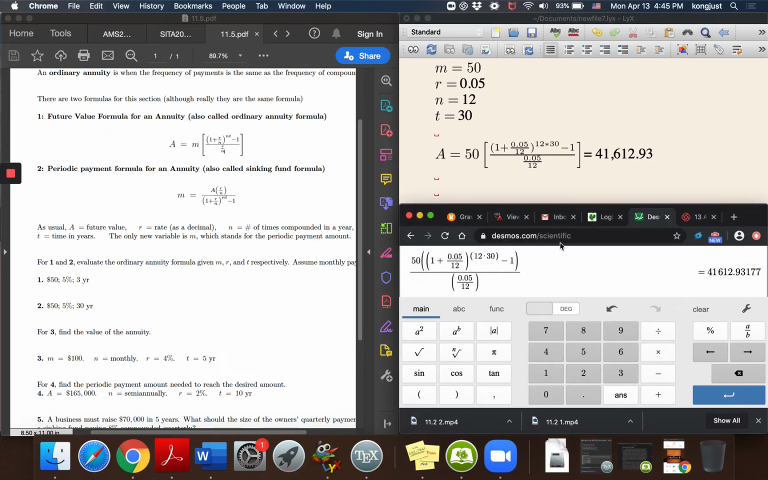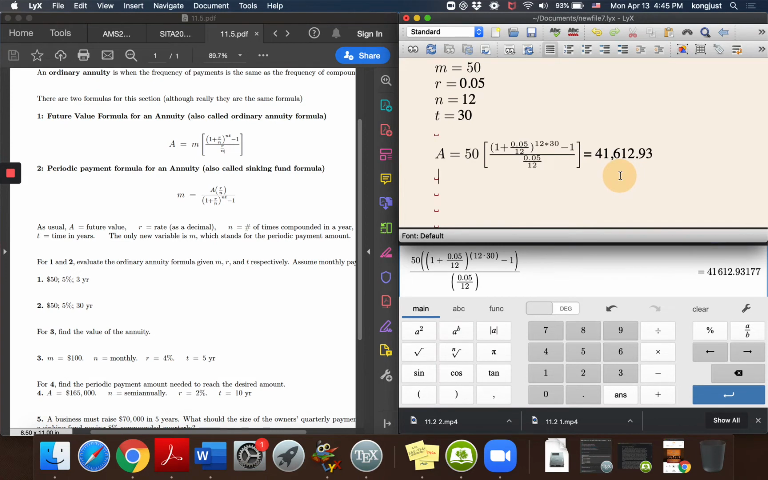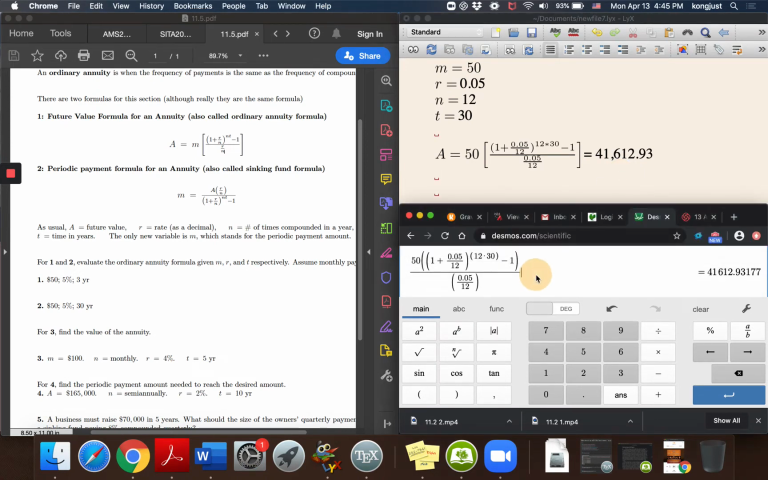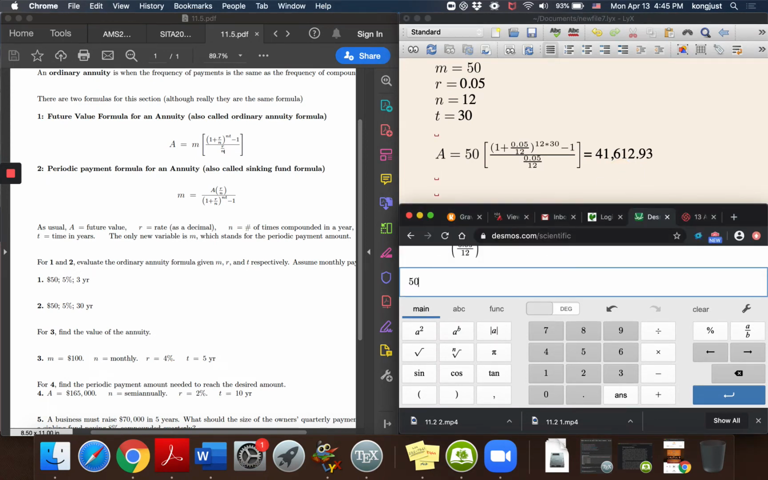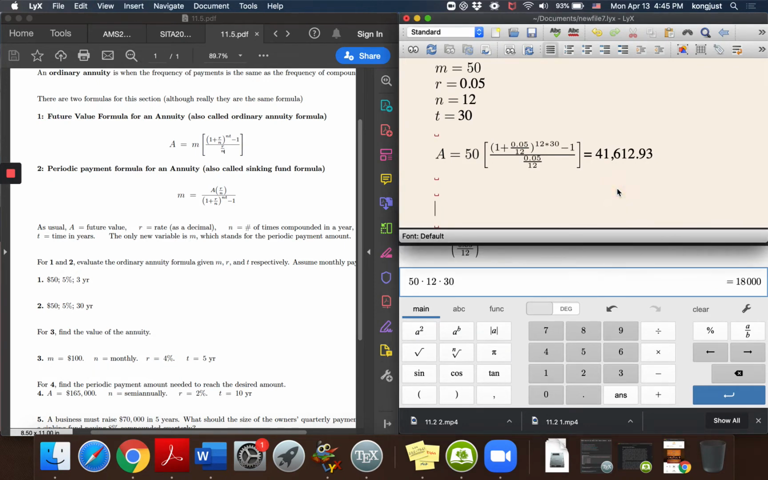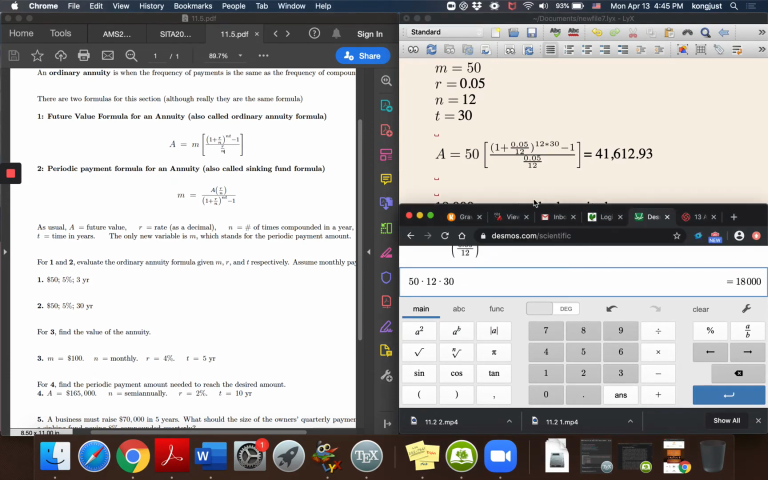Okay, so the follow-up question I want to know too, just like before, is how much did I actually deposit and how much was interest? So let's see. I deposited $50, right? 12 times per year and for 30 years. So in other words, I deposited a total of $18,000 over the course of the 30 years. $18,000.